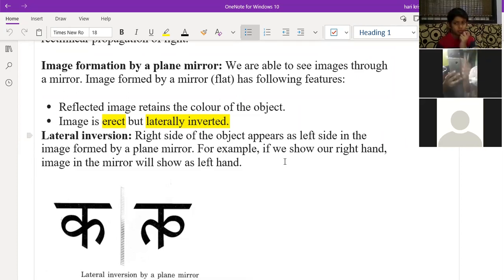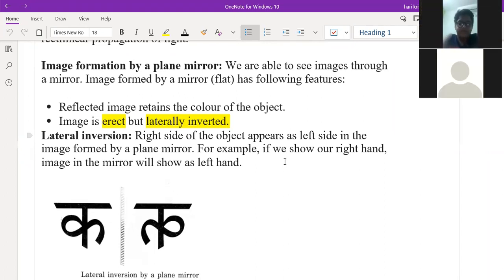Generally, if you take the mirror and see, we are the object. Whatever image forms on the mirror, that is the image, right? The image always will have lateral inversion. Lateral inversion means what? The left side of the object will appear as the right side, and the right side will appear as the left side. That is called lateral inversion. You have to use the term lateral inversion.